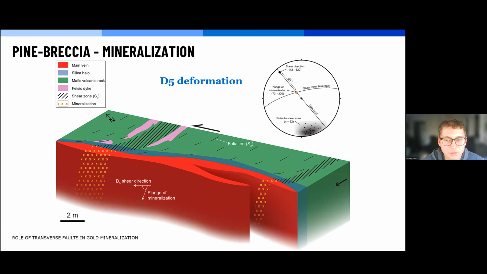Since the highest grades are found at the intersection between the shear zones and the main vein, the predicted plunge of mineralization is essentially parallel to the line of intersection between the two, as you can see on this stereonet here. Mineralization here is predicted to plunge 73 degrees towards 320, or steeply dipping towards the northwest. And it's about 60 degrees steeper than our D5 shear direction.